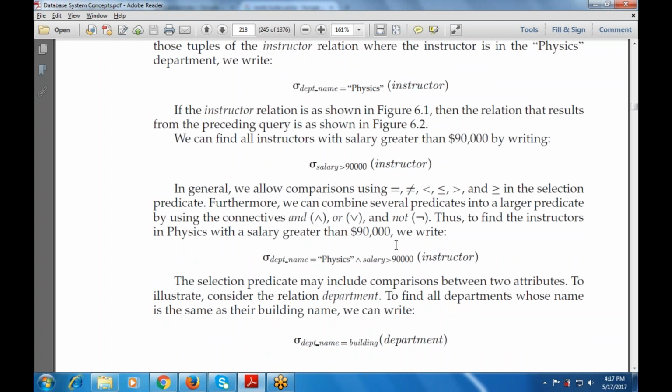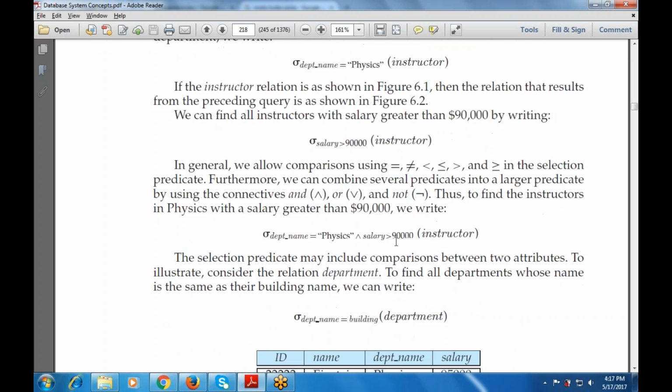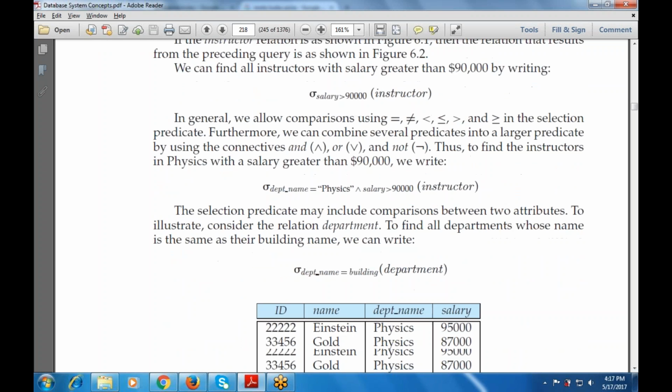So the selection predicate may include a comparison between two attributes. To illustrate, consider the relation department, and to find all the departments whose name is the same as their building name, we can write department name equals building name.